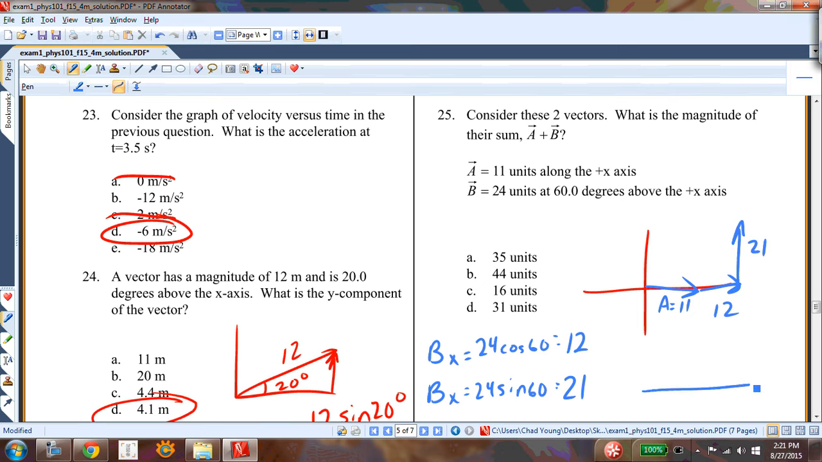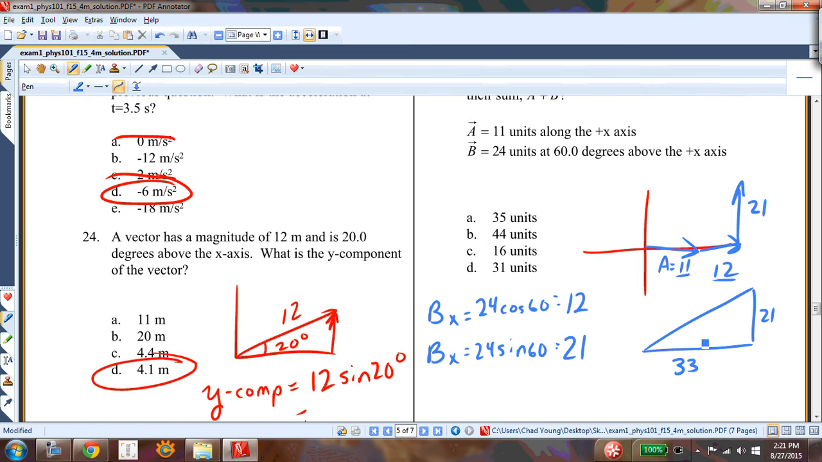So if I redraw this as a triangle, I get a triangle that has a side here of 33, that's 11 plus 12, and a side here that's 21. What am I looking for? I'm looking for the magnitude. So I'm looking for the hypotenuse. So the square root of 21 squared plus 33 squared.